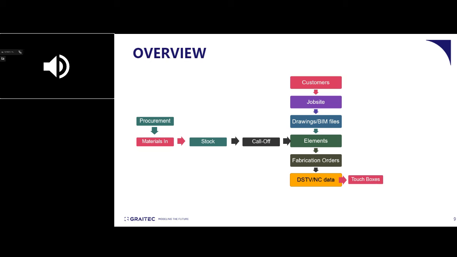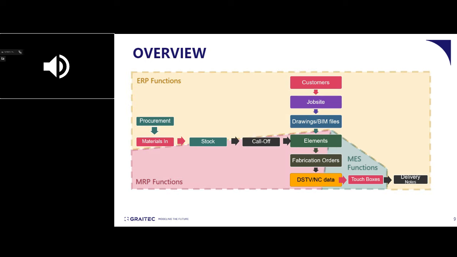And then once we drive the DSTV data or the NC data to the shop, it'll be tracked by our touch boxes or tablets. And then from there, once it's expedited, you can create delivery notes, loading lists, and even invoice with our platform. So this gives you an idea of why this is considered more than just a manufacturing execution system. Really, it's a vertical solution for steel fabrication. That's really what it is. But it being modular, there are many different tasks that we can manage depending on what you currently have in-house.